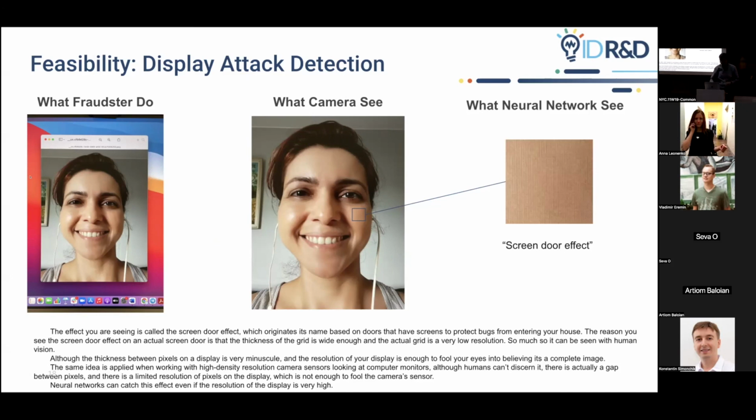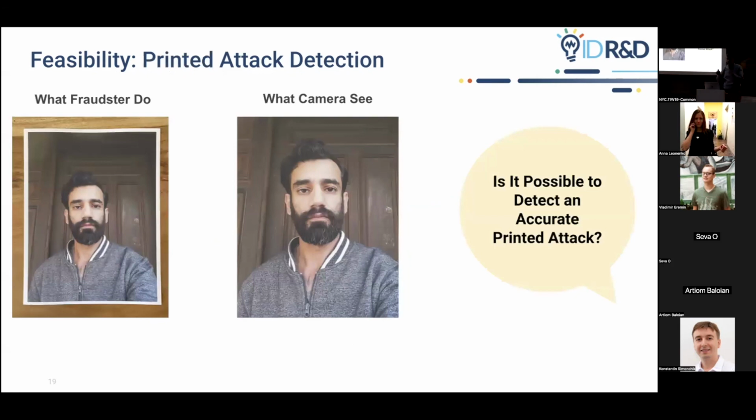So the neural network can detect that. Another example, and this is a more complicated one, because here we are not dealing with the screen door effect. We're not dealing with a screen, we're dealing with a printed photo, printed on a good quality printer, and there are no screen door effects here. There are almost no other kinds of effects visible to the human eye. So how do we deal with that?